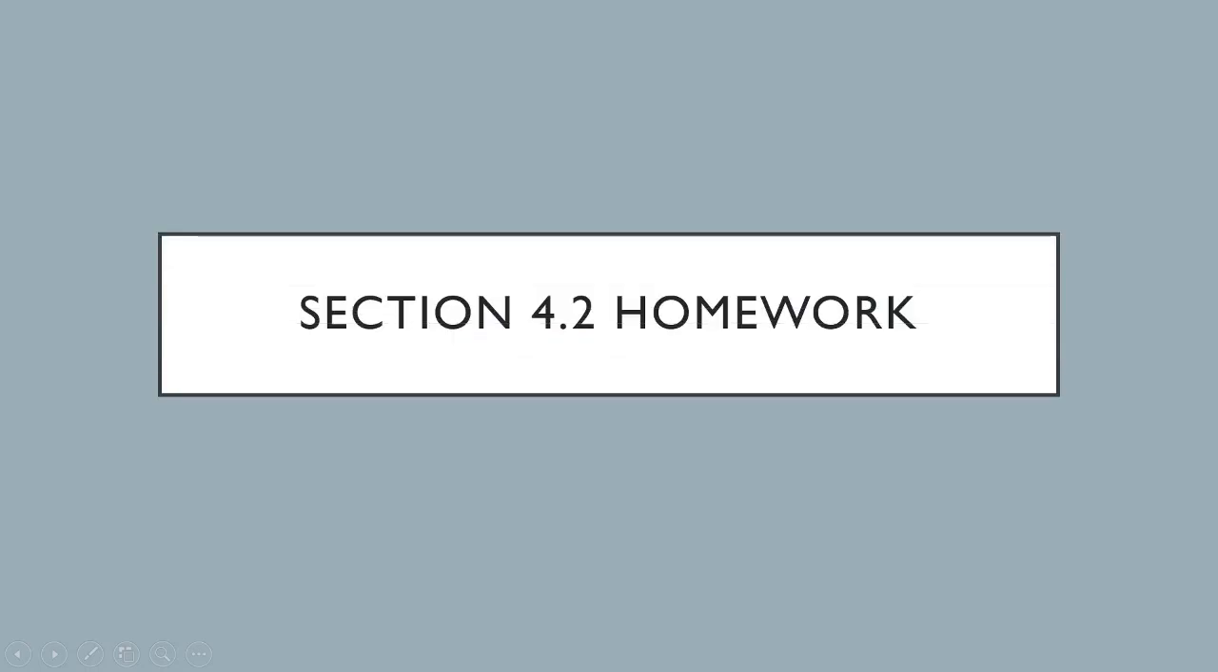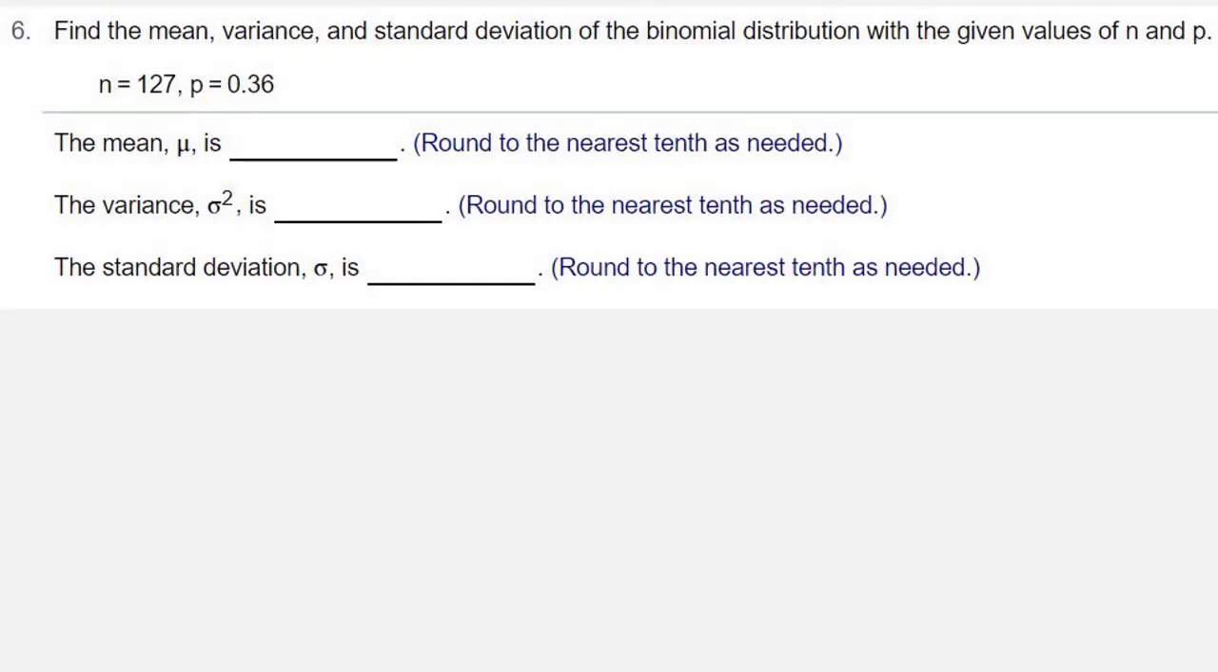We're looking at homework from section 4.2. This is question number 6. Find the mean, variance, and standard deviation of the binomial distribution with the given values of n and p. N is 127, p is 0.36.